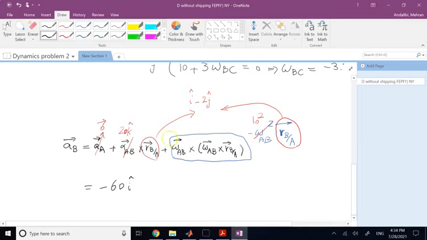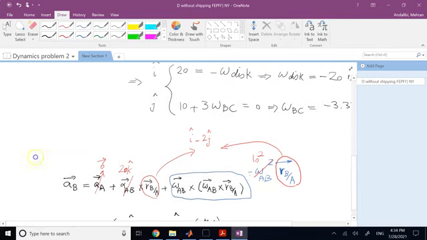And then your J component is K cross I, which is J, so that's a positive 20, and this is a positive 200, because there is a negative and there is another negative. So there's going to be positive 220J. So acceleration of B is negative 60I plus 220J, and the unit is meters per second squared.